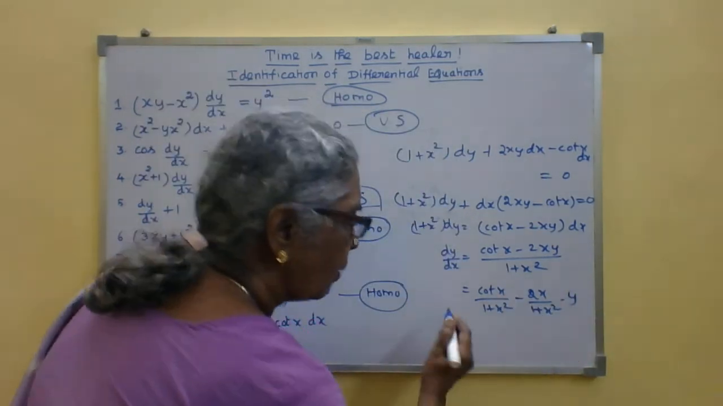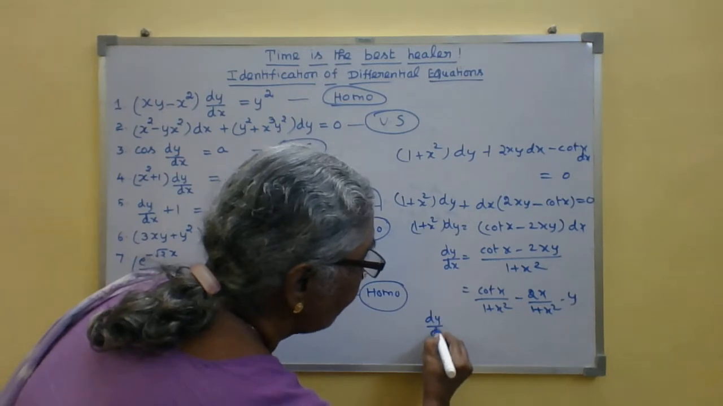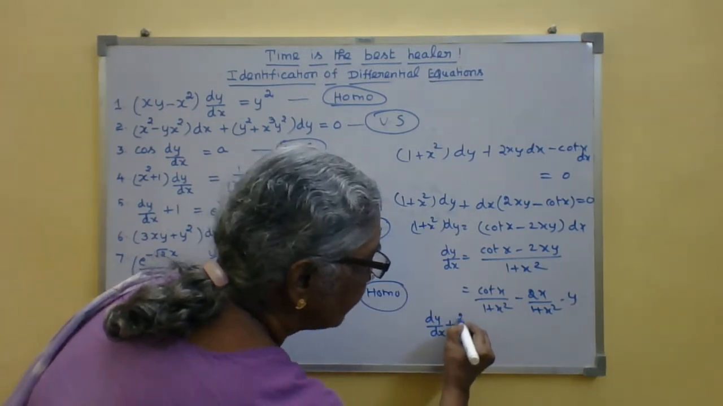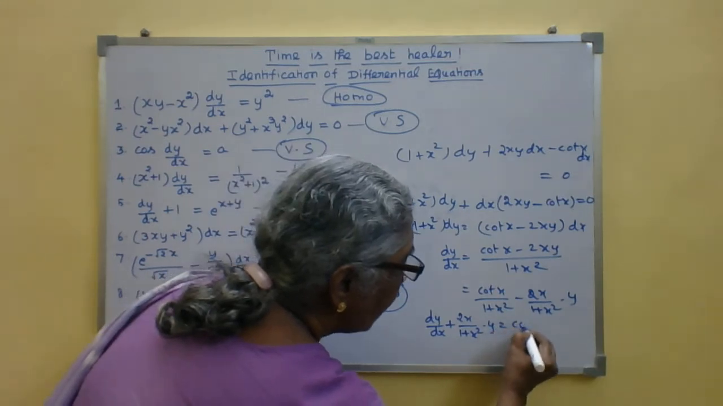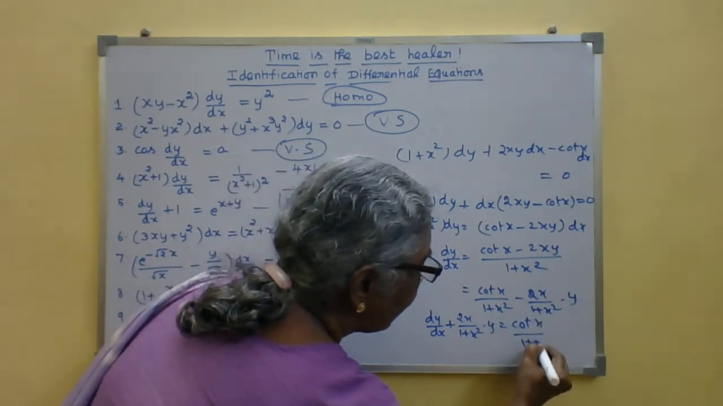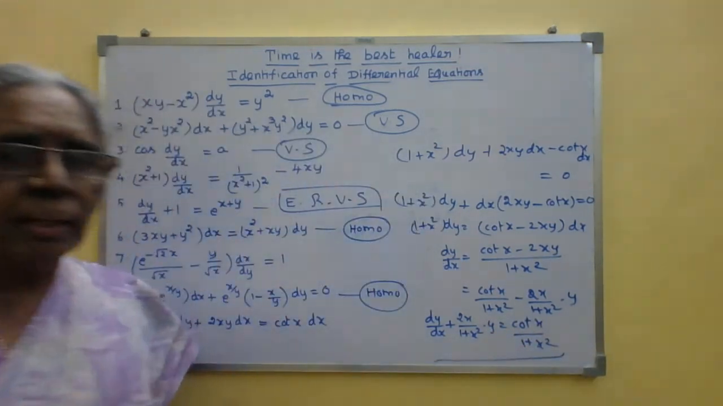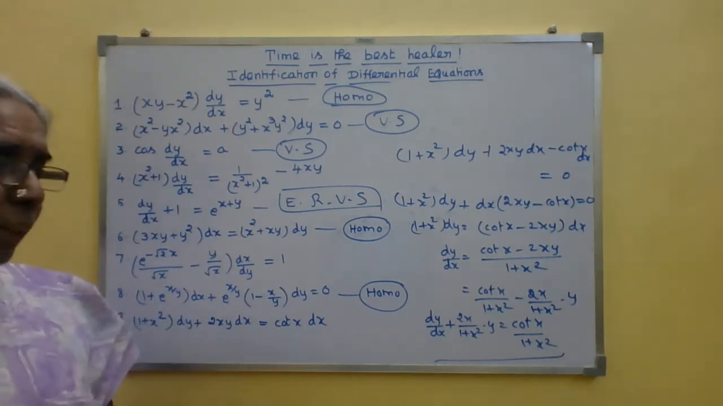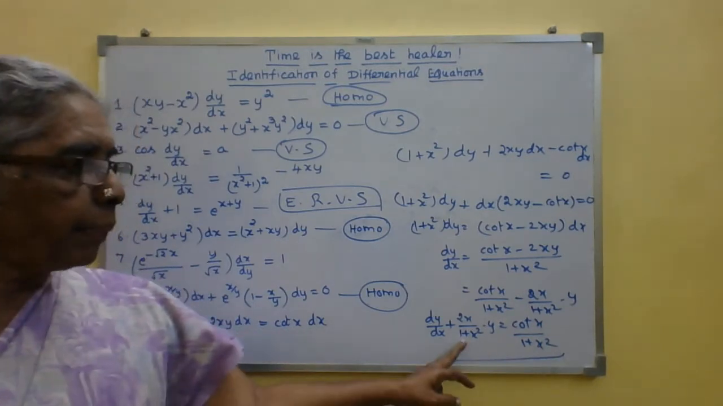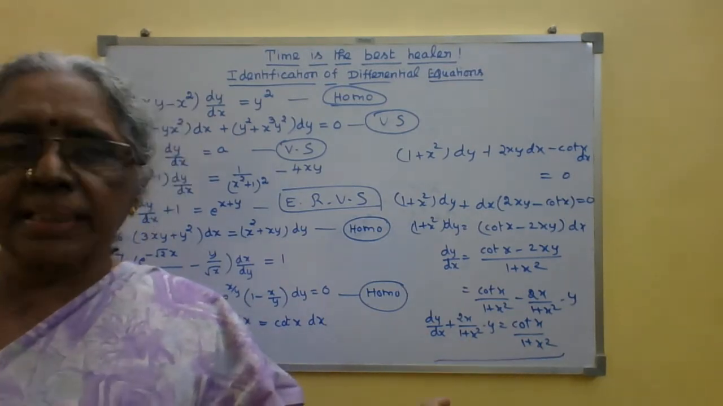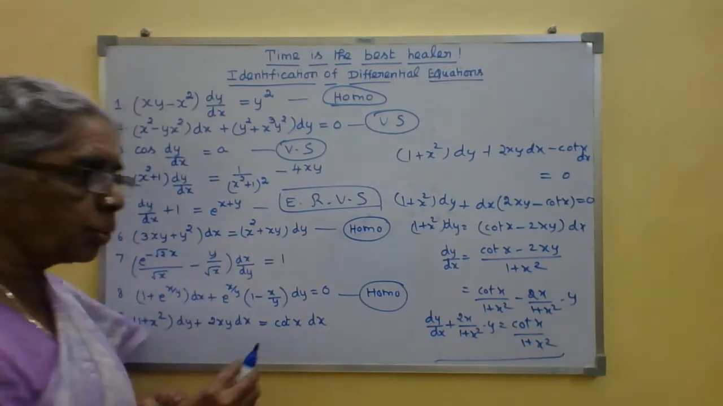You bring this term to this side, you will get dy by dx plus 2x by 1 plus x squared into y, that is cot x by 1 plus x squared. Now see, this is of the format dy by dx plus py is equal to q, where p and q are functions of x. So this belongs to linear.